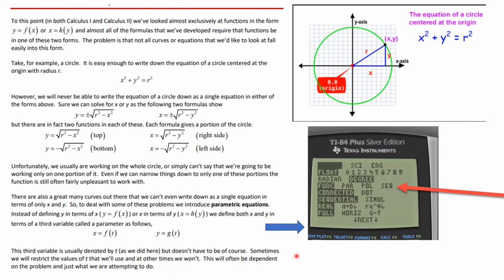The third variable usually is denoted by t, as we did here, but doesn't have to be, of course. And sometimes we'll restrict the values of t that we'll use, and other times we won't. This will often be dependent on the problem and just what we were trying to do. Now, from your calculator standpoint, you do have this. The y equals f of x will happen when you're on this function setting in your mode, but you see PAR stands for parametric, and so you see your calculator accounts for this treatment as well.